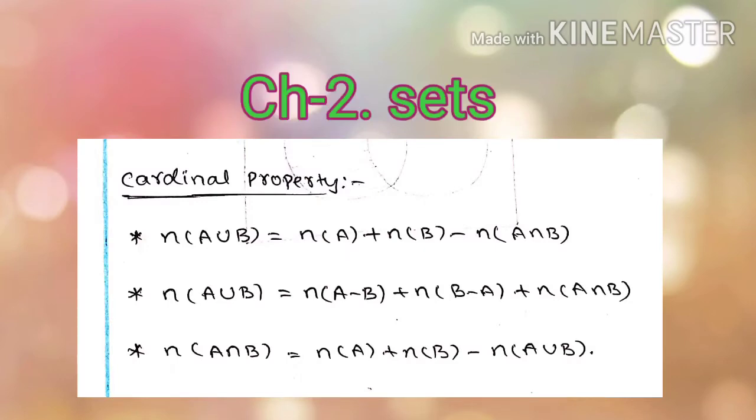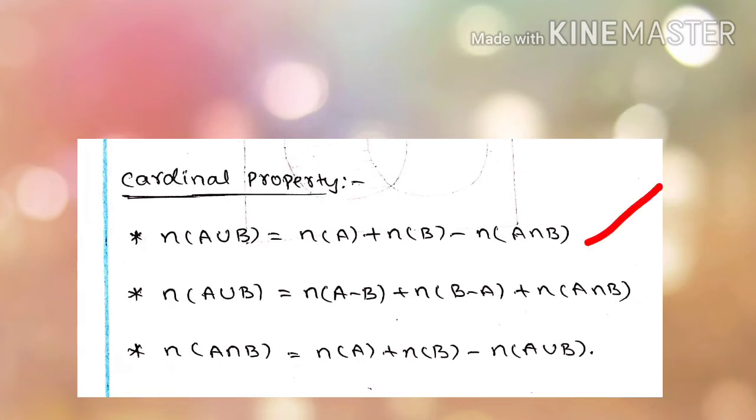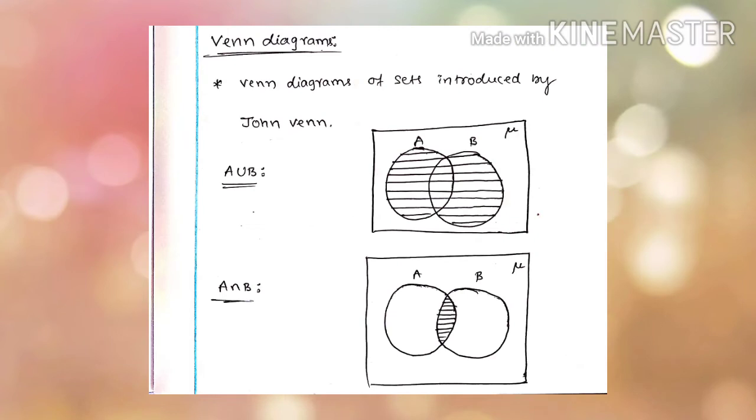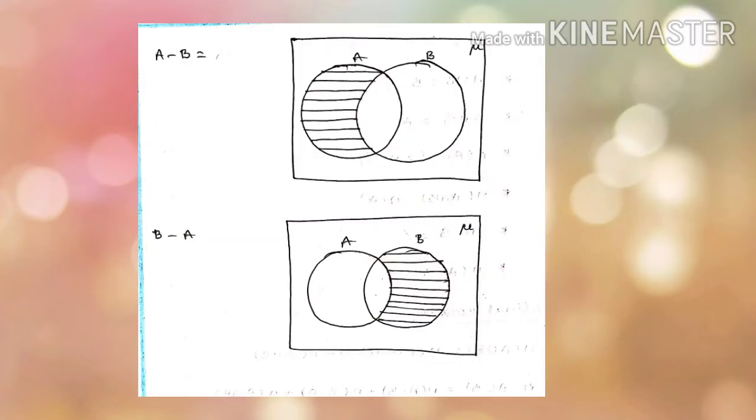Chapter 2, sets. Cardinal property: n of a union b is equal to n of a plus n of b minus n of a intersection b. Same, n of a union b is equal to n of a minus b plus n of b minus a plus n of a intersection b. Now the third one, n of a intersection b is equal to n of a plus n of b minus n of a union b. Now Venn diagrams: we know union means you have to shade all the parts, intersection means you have to shade the common part between the two sets a and b. A minus b means you have to shade only the part of a, leaving out b.